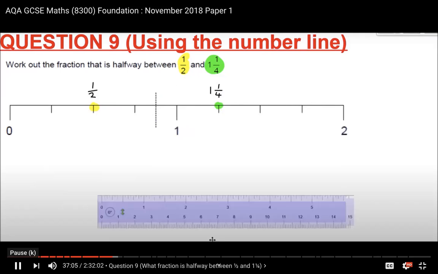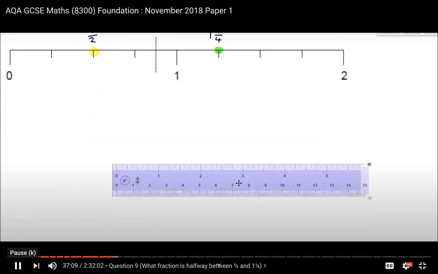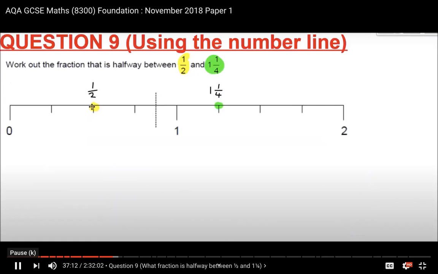So I'm going to get rid of my ruler now. Just drop it down slightly. There we go.